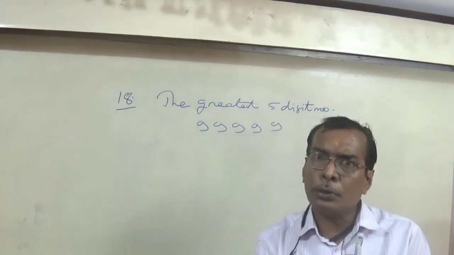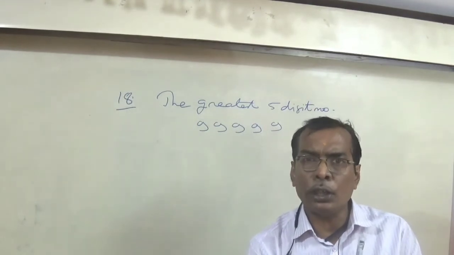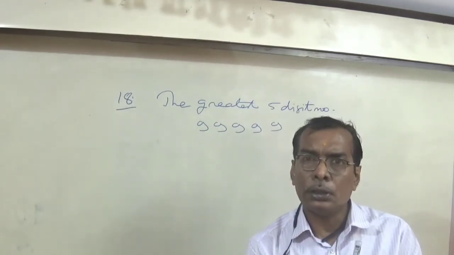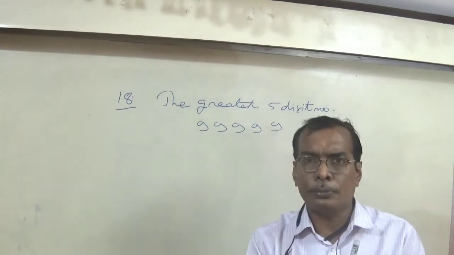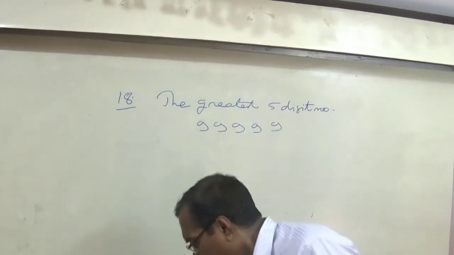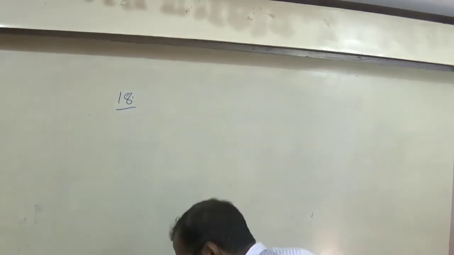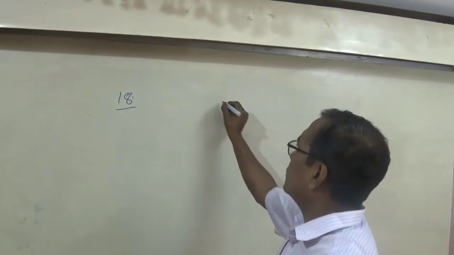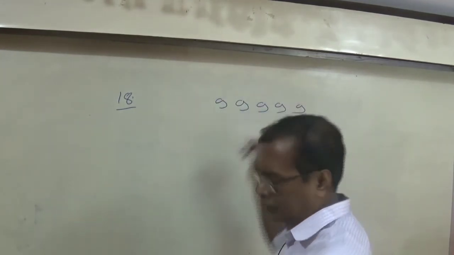What is required to subtract? You have to find the square root. Whatever the remainder is left, that much only you have to subtract. That I have told you already. Am I right? Only common sense. So find the square root of this number. The greatest 5 digits number is 9, 9, 9, 9 and 9.